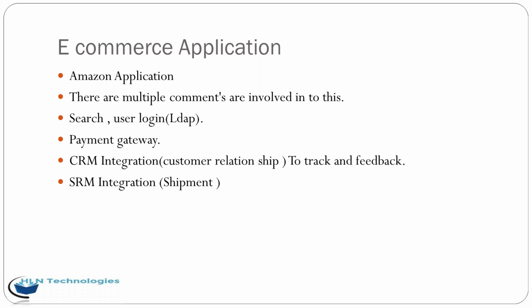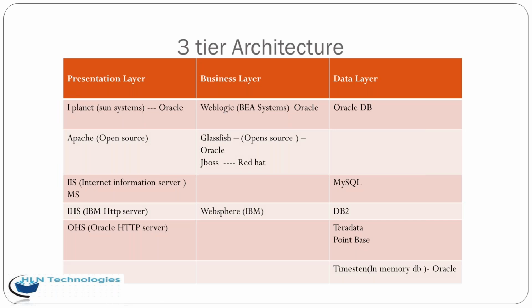Going to the next slide, we'll discuss the three-tier architecture. In the three-tier architecture, we have three different layers. The first one we call the presentation layer, the second one the business layer, and the third one the data layer.